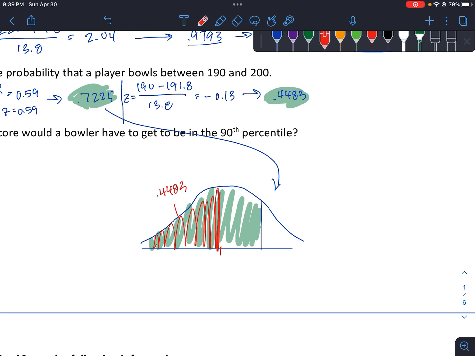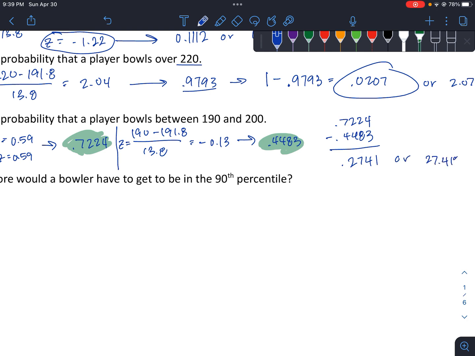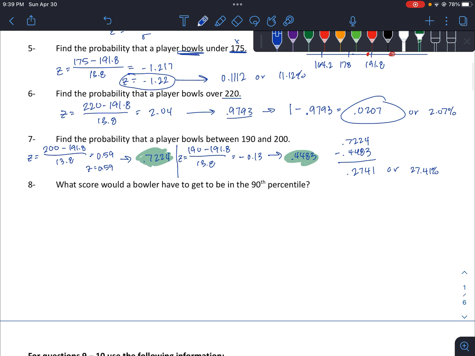0.4483. If I subtract these two areas, what I'm going to be left with is the area in between them, which is what I want. This is the area of interest. So I'm going to take 0.7224 and subtract 0.4483, and I'm going to get 0.2741, or you could say 27.41%. And there you go. That's the probability that players bowl between the 190 and 200 score.